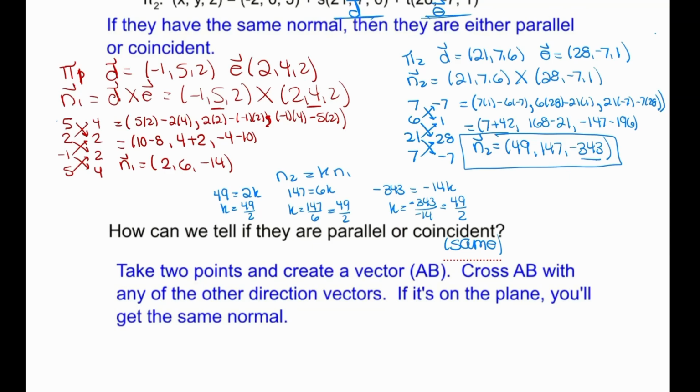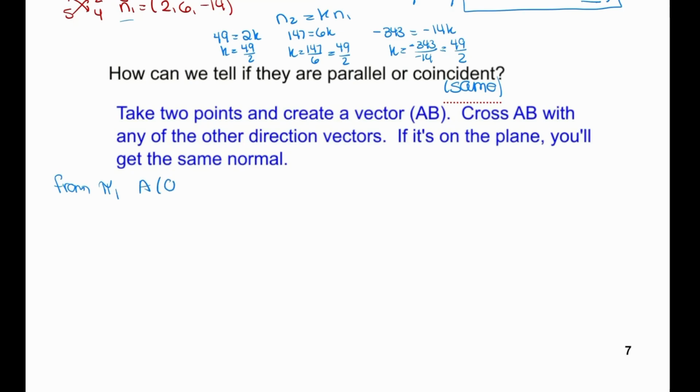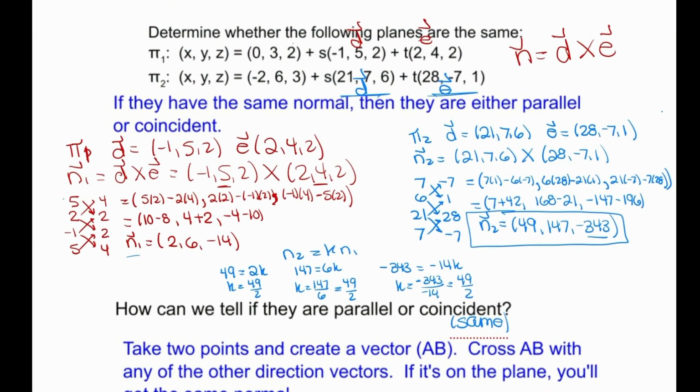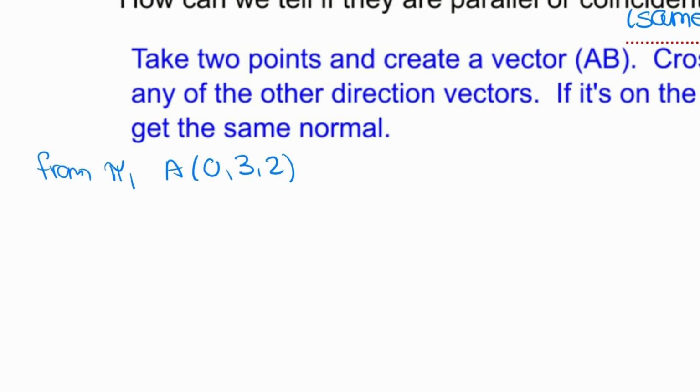If it's on the plane, you'll get the same normal as n1 and n2. So let's give that a try. So from plane 1, we know that we have a point, let's call it A, of 0, 3, 2. That is just this here, 0, 3, 2.